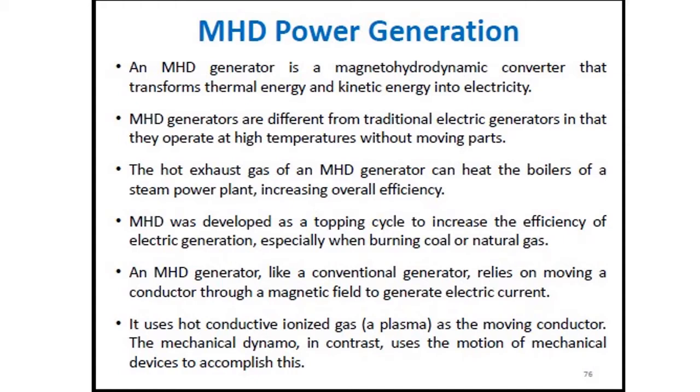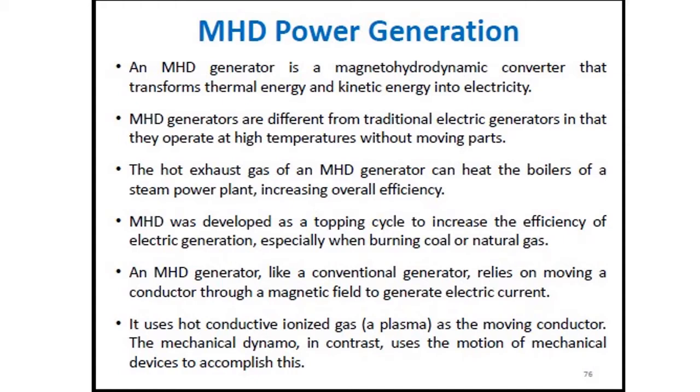The hot exhaust gas of an MHD generator can heat the boilers of a steam power plant, increasing overall efficiency. That means the gas coming out of the generator can heat the boilers, and thereby in a steam power plant, using a steam generator, we can get electricity. So it is actually increasing the efficiency.